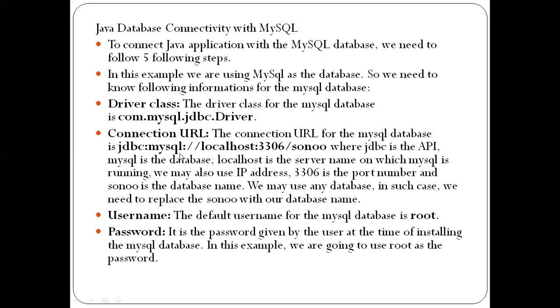And what is the URL of the MySQL database? URL is jdbc:mysql://localhost:3306, where 3306 is the port number for MySQL. And this is the database name. Sonoo is the database name. And we may use any database. In such case, we need to replace the Sonoo with our database name. And username, the default username for MySQL database is root, and password is given by the user at the time of installing the MySQL database. And here we are going to use root as the password.